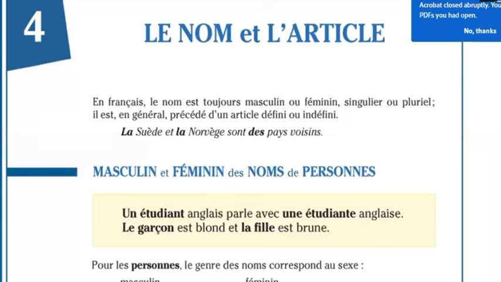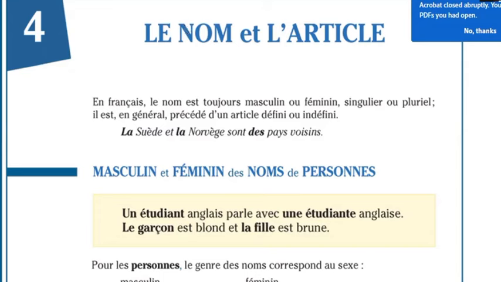Now, how are nouns in French different from nouns in English or every other language you know? Let's begin. We say en français, le nom est toujours masculin ou bien féminin, singulier ou pluriel. Il est en général précédé d'un article défini ou article indéfini. So these nouns in French are generally masculine or feminine, and usually preceded by an article, the definite or the indefinite.